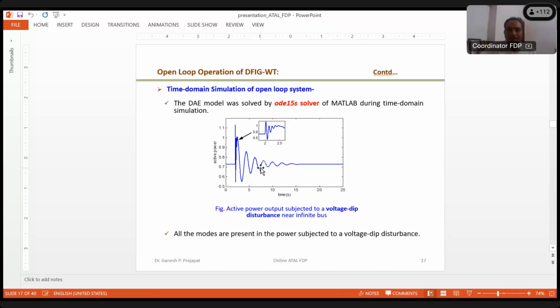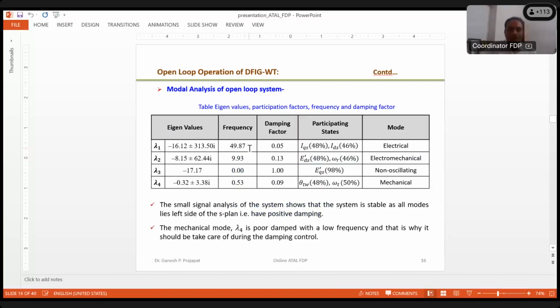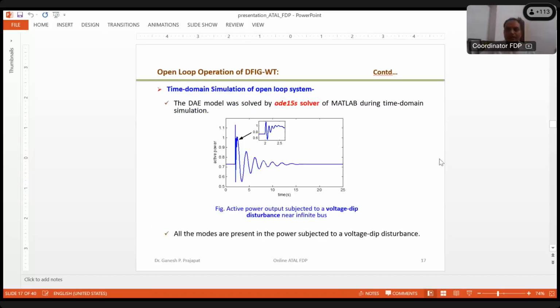So the generator speed and active power. This is actually the active power. The active power of the generator will be something like this. If you zoom this out, you will see all the modes which I have already discussed, excluding the fundamental frequency of 49.87 hertz. The rest of the two frequencies, 0.5 hertz and 10 hertz, are both present in this time domain. So it verifies the mathematical analysis through the model, that is, the small signal analysis or the eigenvalues.